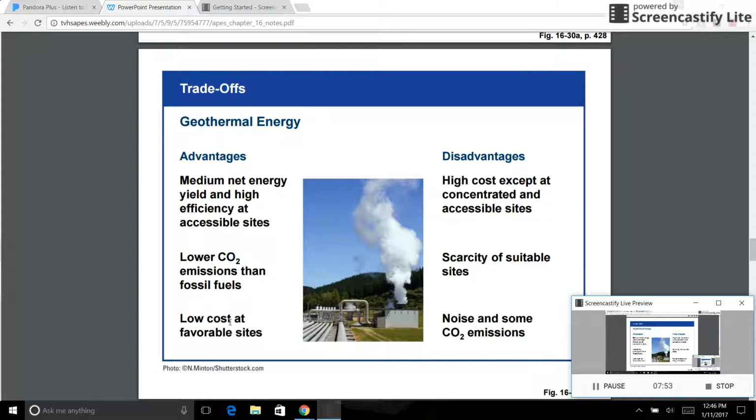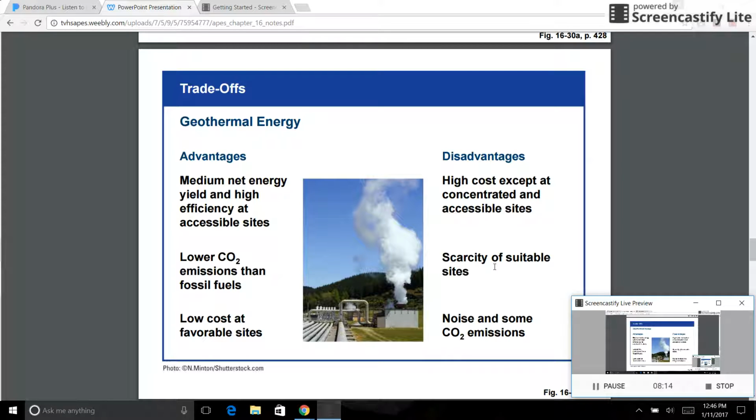This says low cost at favorable sites. I would say lower cost at favorable sites. Not necessarily is it cheap to build a geothermal power plant and take advantage of it. High cost except at concentrated and accessible sites. That's for most of them, they're pretty high cost.